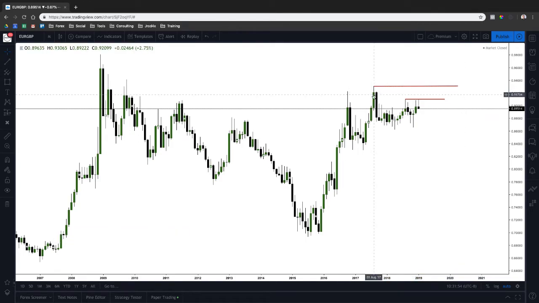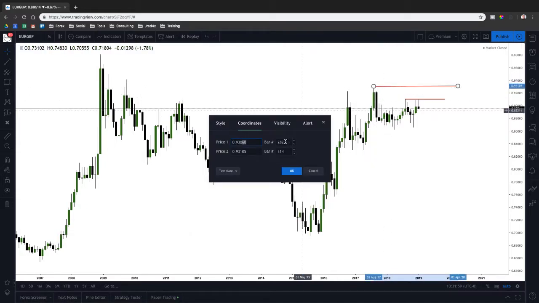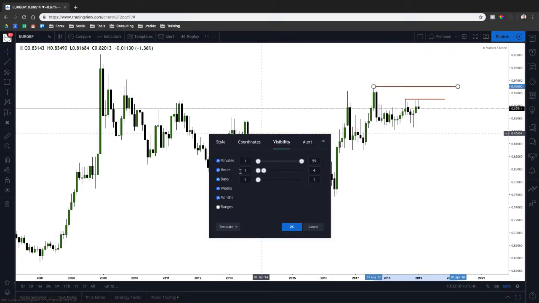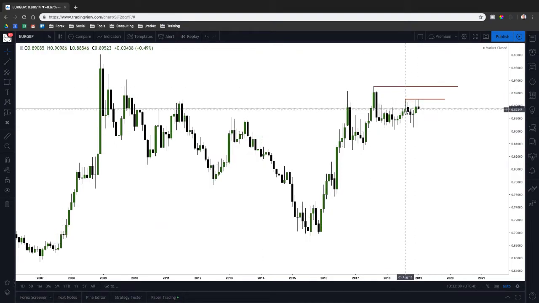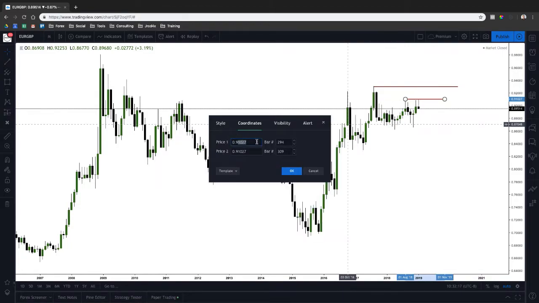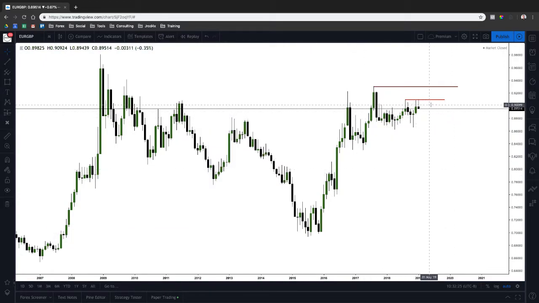So this level is 93.06, so just use 93 big figure. And that one will remain red. And this high is 90.98, so you can use 90.95. And that one will be red as well. So that will be our targets in terms of the upside.